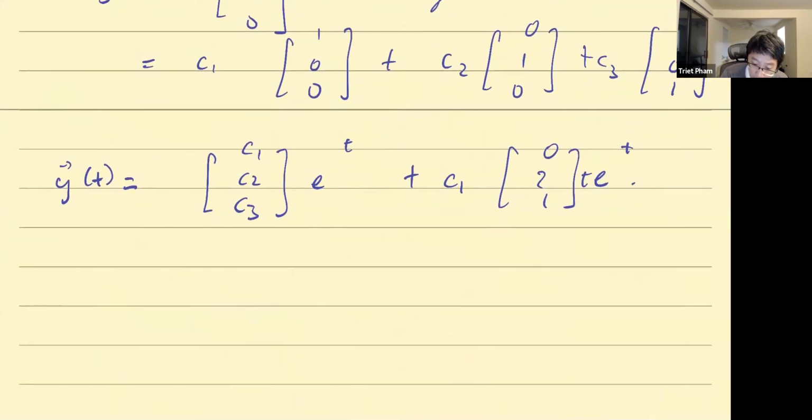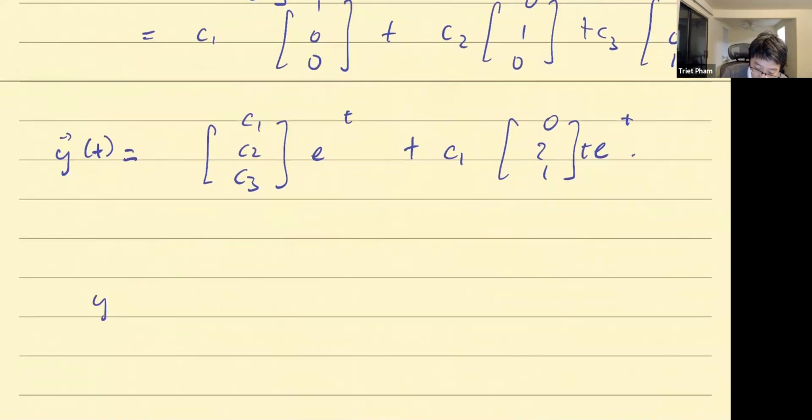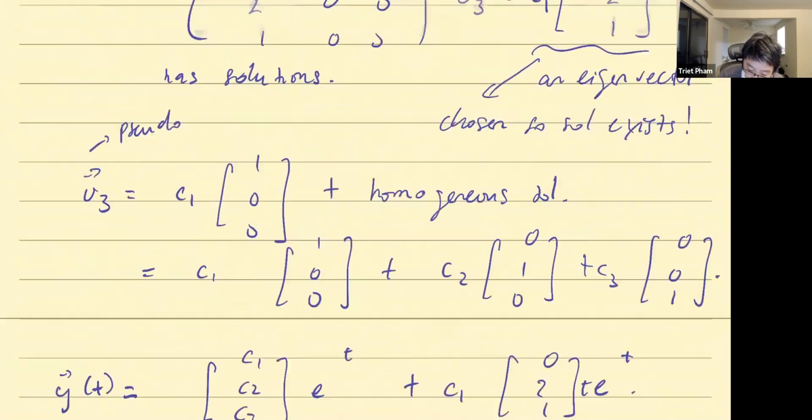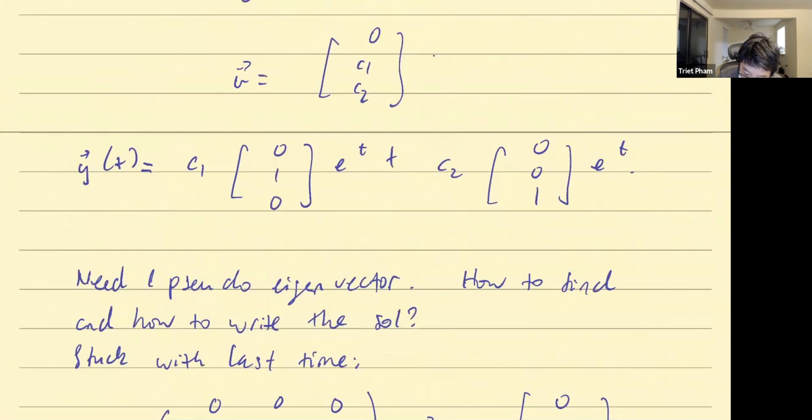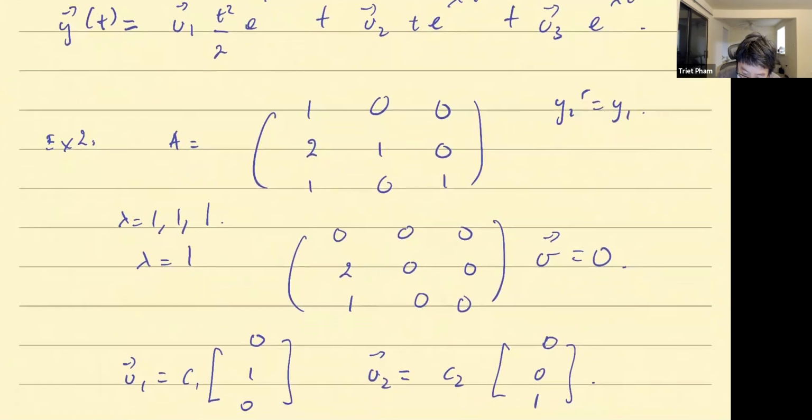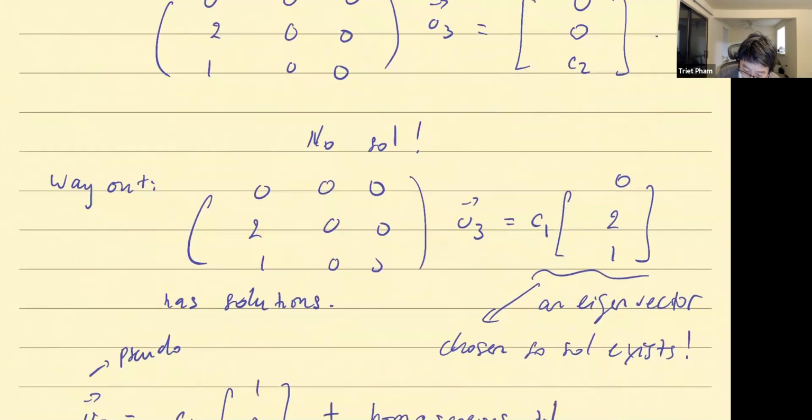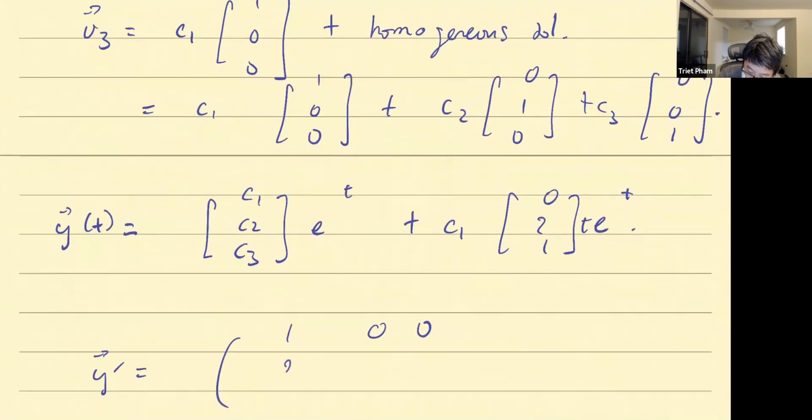Now, I will tell you a unified approach later on. But let me tell you this. In case you think this solution is bogus, just made up from me playing with eigenvectors, what is the system? The system is y prime equals the matrix 1, 0, 0; 2, 1, 0; 1, 0, 1 times y.